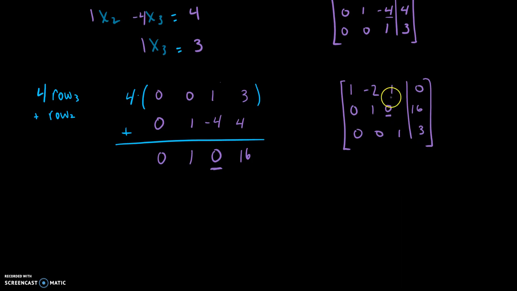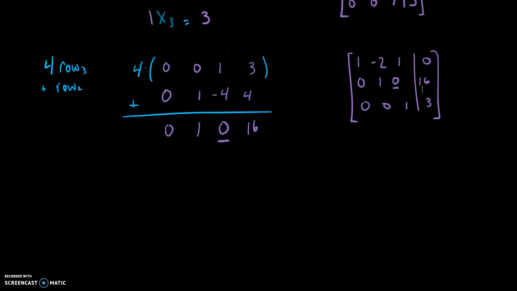Now, let's see what we can do to get rid of this top entry right there. Well, in order to get rid of the top entry, because again we want to cancel it out, we're going to say negative times row 3 plus row 1. We're saying -1 times row 3, and I'll write this out. -1 times row 3 plus row 1.